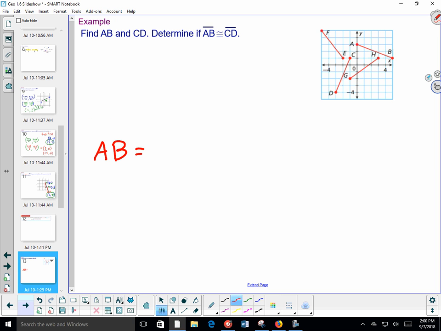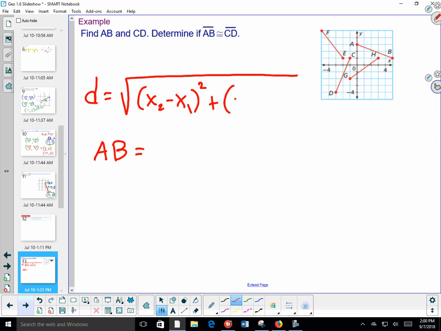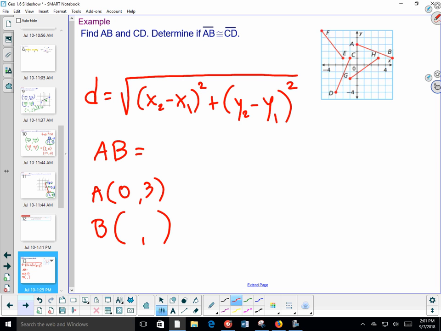Before we do that, I'm just going to remind everybody what the distance formula is. You take the difference in the x's, square it. Take the difference in the y's, square it, and add those two together and take the square root of the whole thing. So in this case, if I want AB, A is the ordered pair (0, 3), and B is the ordered pair (5, 1). Everybody agree? Yes. So can you plug these things in for me into this formula, Olivia?